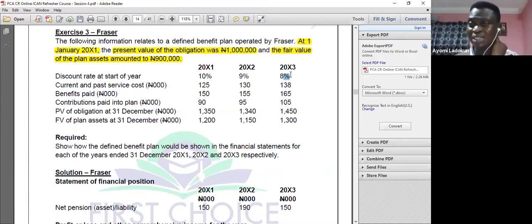Then where is my service cost component? Remember that your service cost component constitutes three items: number 1 is current service cost, past service cost, and any gain or loss on settlement. Then I ask the question: where is my current service cost? If you see here, they merged it together. In most questions, that's what they do. And if they separate it, that's not a problem because you already know what constitutes it. So you just pick up that figure. It says 125, 130, and of course for 20x3, 138.